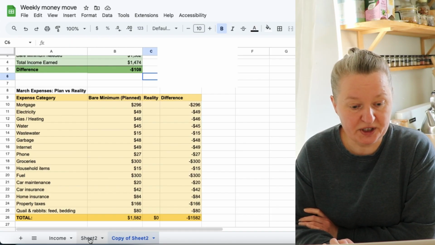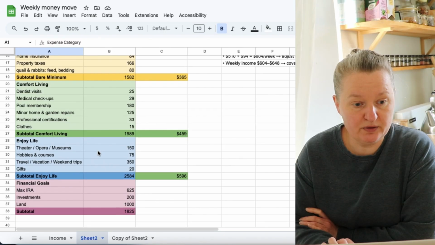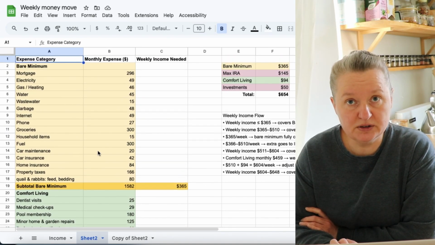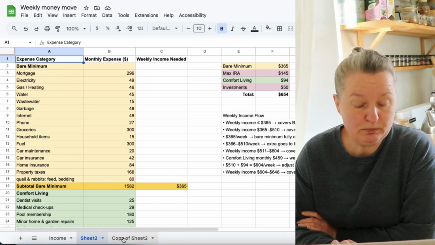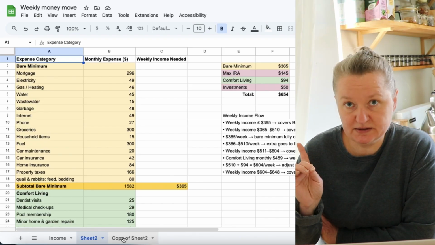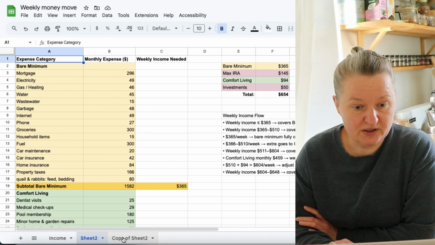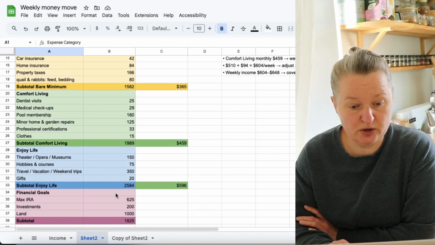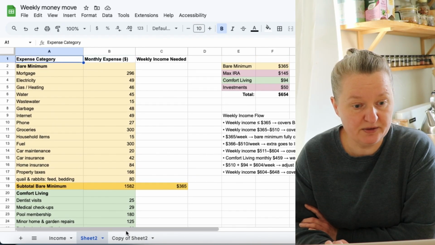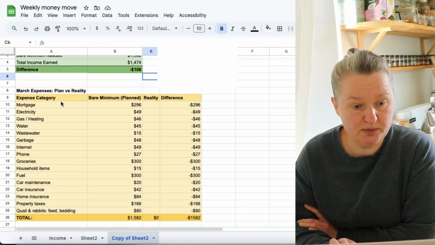This expense category comes from this table, and I actually ran a financial audit not long ago. I will list its link somewhere over here and also in the description. It explains a lot. Here in this table I listed my bare minimum by category, and also comfort living, enjoy life, and financial goals. But for this purpose I will be using only the bare minimum part, and it's $1,582.